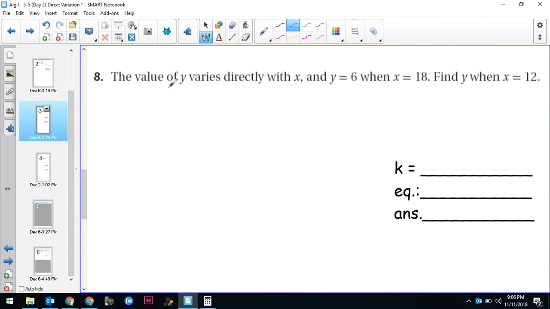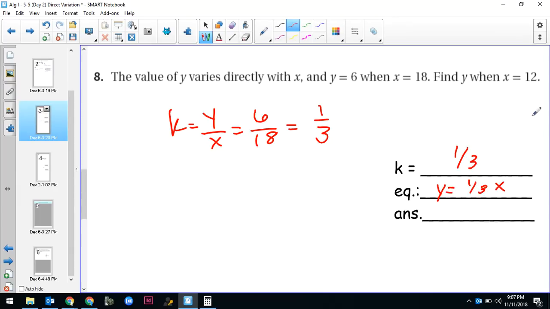So here's number 8. So k, again, is equal to y divided by x. And in this case, y is 6 when x is 18. So reduce that fraction down, I get 1/3. So y is equal to 1/3 x. Plug 12 in, 1/3 of 12 is 4.